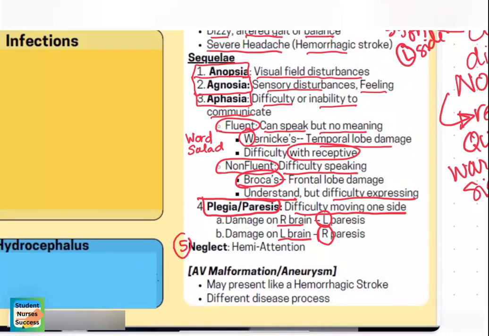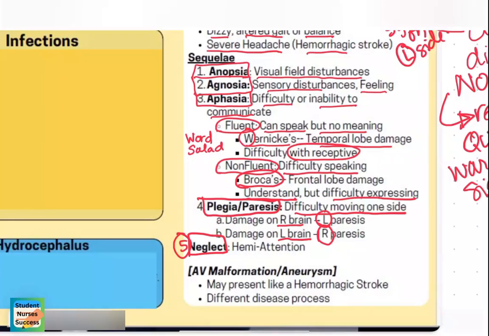Our fifth problem here, we'll just put a 5 there, is something called neglect. Neglect is hemi-attention. If the patient is experiencing or suffering from the sequela of neglect, it means that they don't even realize that half their body exists. They have completely neglected or are unaware of either their right or their left side of their body. And it's very difficult. They may actually run into a wall because they don't even realize that that whole side of their body exists.